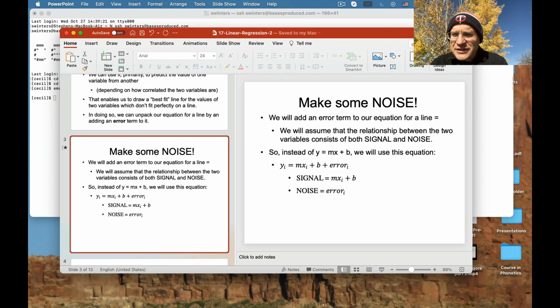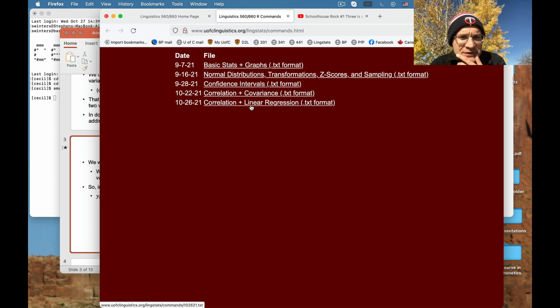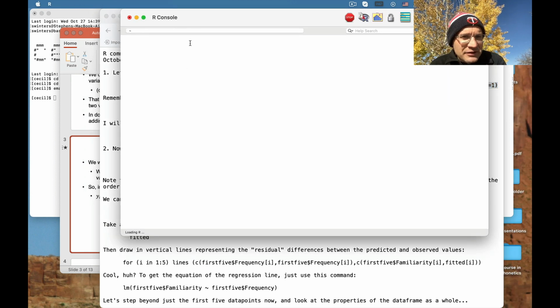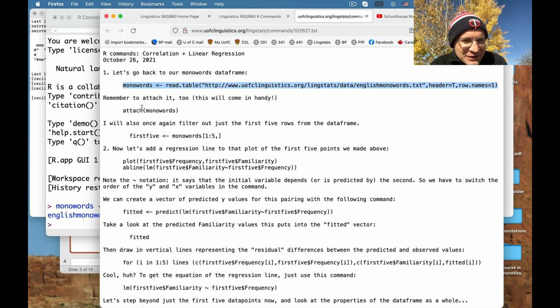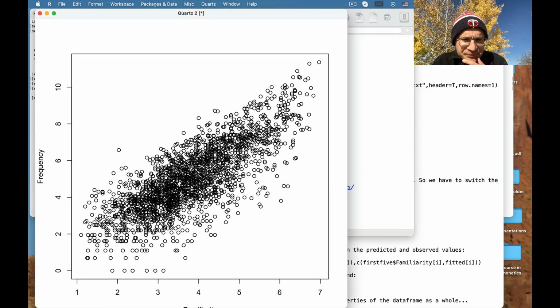And as long as we're doing this, I might as well just go over and recapitulate what I did last time. So we'll just plot those two variables on the same graph, both in their own dimension. To do this, I need to not only get that data frame, but also attach the variable names, so I can just plot it out like this. So plot familiarity versus frequency.